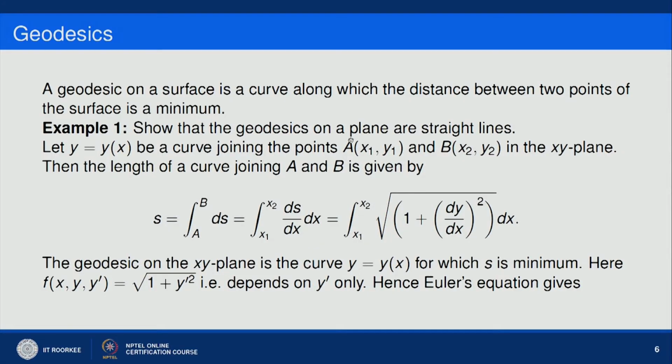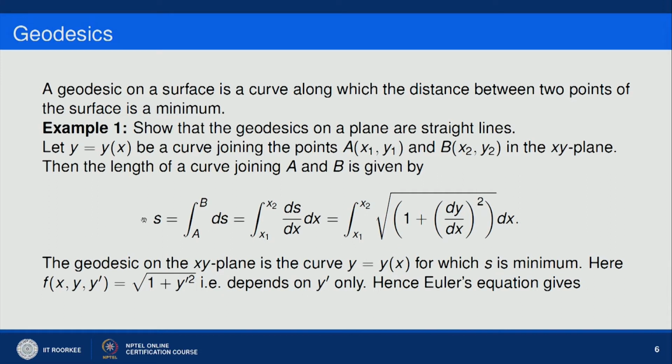So if we have a planar surface and we want to find geodesics, then they come out to be straight lines. So how can we solve this using Euler's equation? Here we have a curve which joins the points A and B, where A is denoted as (x1, y1) and B as (x2, y2) in the xy plane. Then you can find the length between A and B as the integral of ds, and ds you can write as under root 1 plus (dy by dx) whole square.